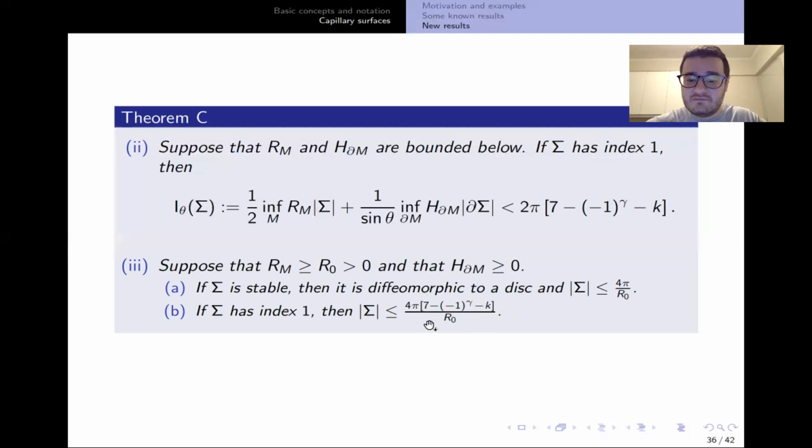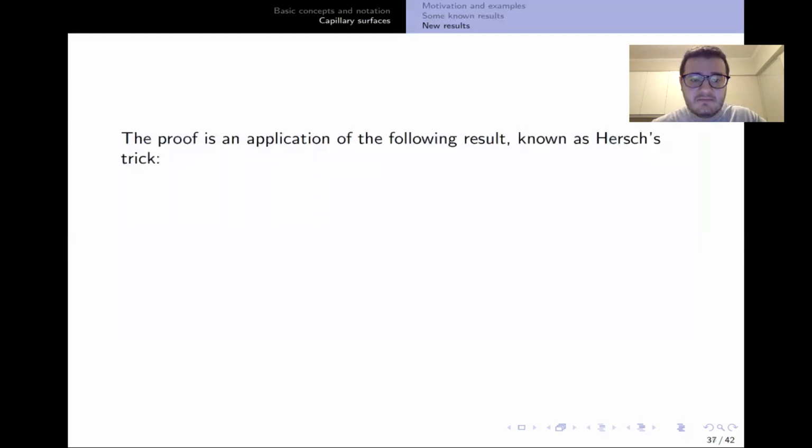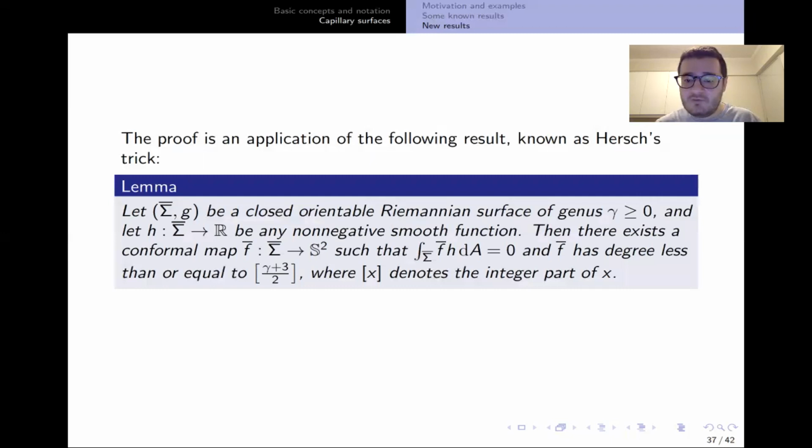It's an interesting bound because some compactness results for minimal surfaces require area bounds. And this shows that if we prescribe the topological type, we have area bounds for minimal surfaces of index one, for instance. So let me give you the proof of this theorem, a sketch, as always. It's basically an application of what is called the Hersch trick. I think it's very good for you to remember what this Hersch trick is, which is very commonly used nowadays in many results that appear in the literature.